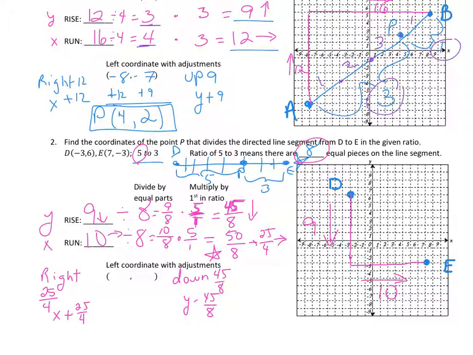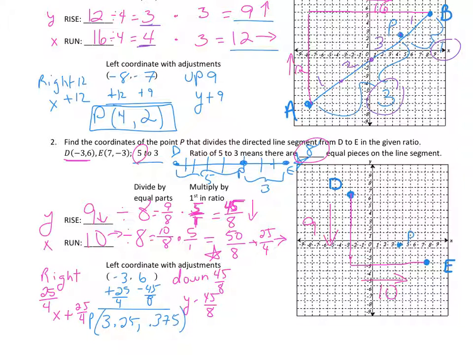So the x value we are starting at, remember, is the one on the left, and that's our point D. So I'm taking my (-3, 6), and now I need to add 25 over 4 to the x, and I need to subtract 45 over 8 from the y. Remember, you can use your calculator to do this. When you do, you get 3.25 for our x, and the y is going to be 0.375. So that's what our point P is going to be.